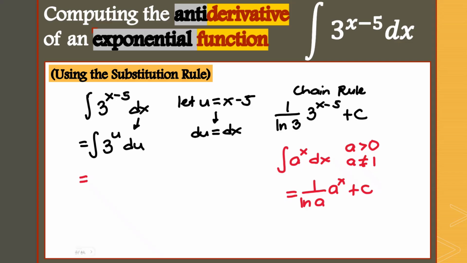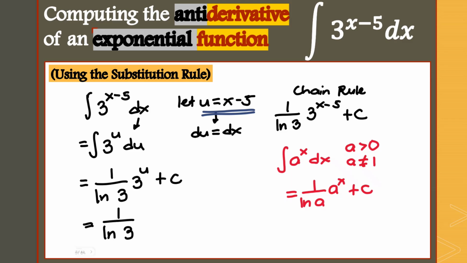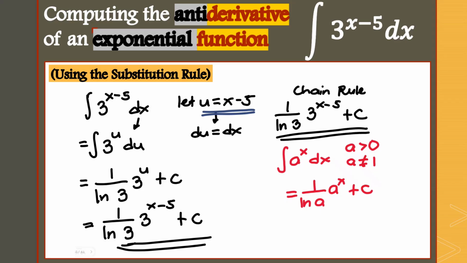So basically, the result for this item is 1 over the natural logarithm of our base, which is 3, times 3 to the power of u plus c. But our u is not originally given, it's actually x minus 5. So by returning to that value, you will have 1 over the natural logarithm of 3 times 3 to the power of x minus 5 plus c. This is the answer for this item using the substitution rule, and looking back at the result using the chain rule, we have the same result.